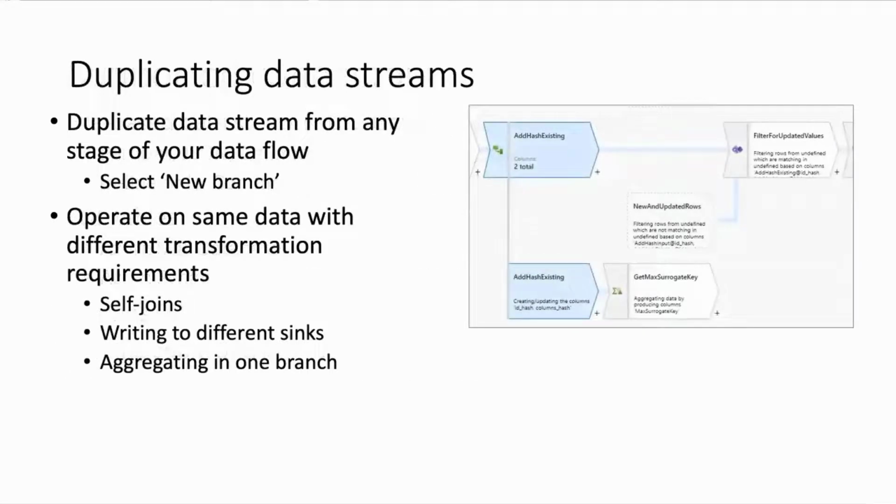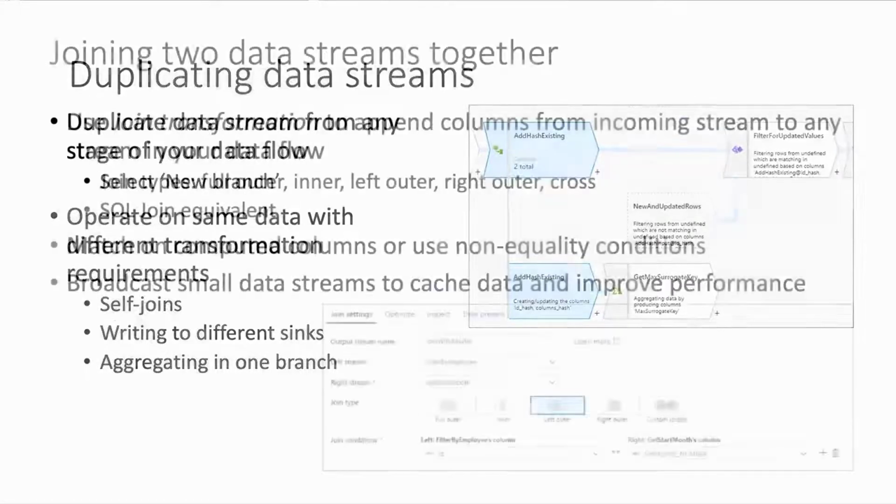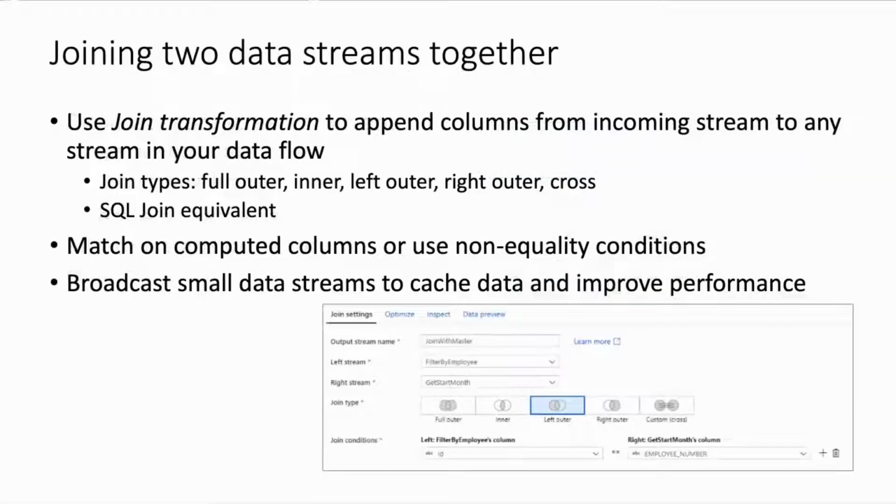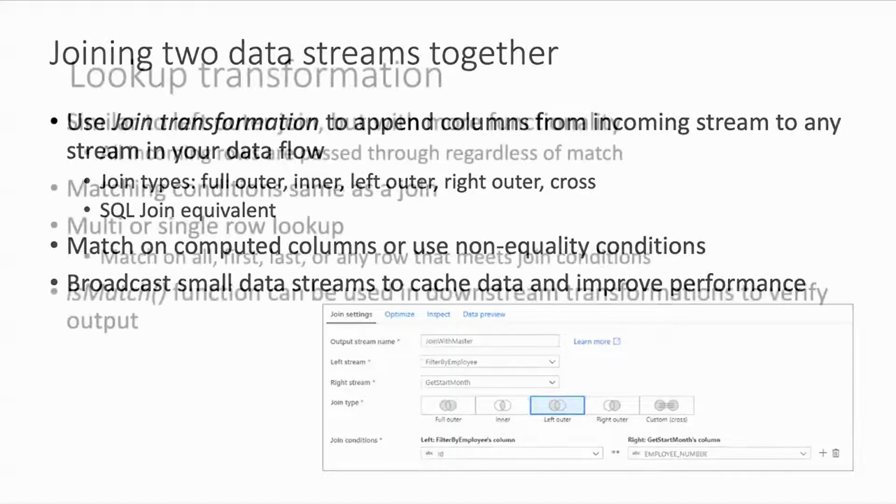You can duplicate data streams, especially when you're working on complex workflows or emitting multiple tables out of the same transformation step or same data stream. You can actually create duplicates of the streams. You can do joins. You can do all the different kinds of joins equivalent to the SQL join. You can do it visually using the joins in data flows.